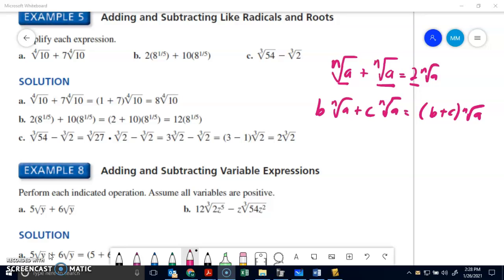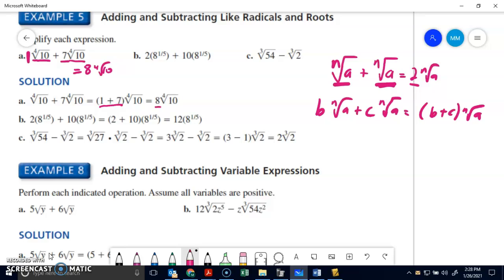So let's just take a look at an example. What these properties say is that if the index and the radicand are exactly the same, so both n and a are exactly the same, then you just count how many you have. I have 1 here and 7 here. So I have a total of 8 fourth roots of 10. And that's what's happening right here. 1 plus 7. You're just adding the coefficients.